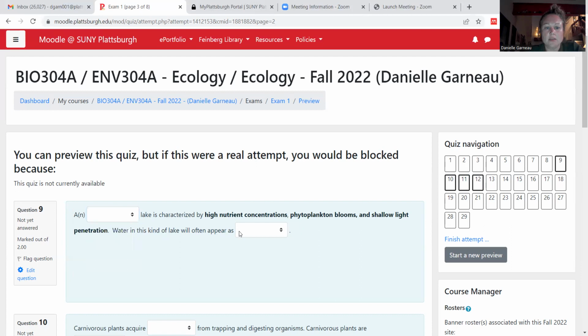And if that were the case, what's the water going to look like? And as we look down the list here, it's certainly not going to be blue and clear. That's what an oligotrophic would look like. It's probably going to be green and cloudy.